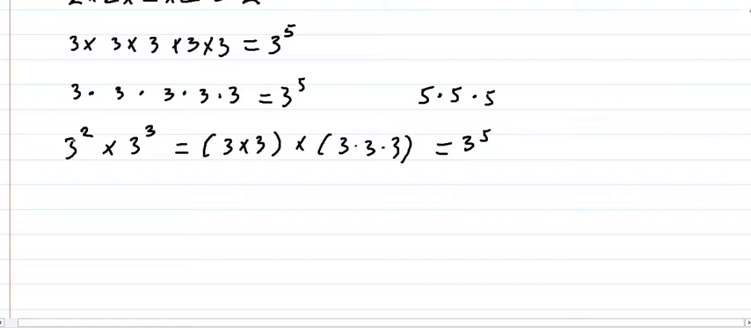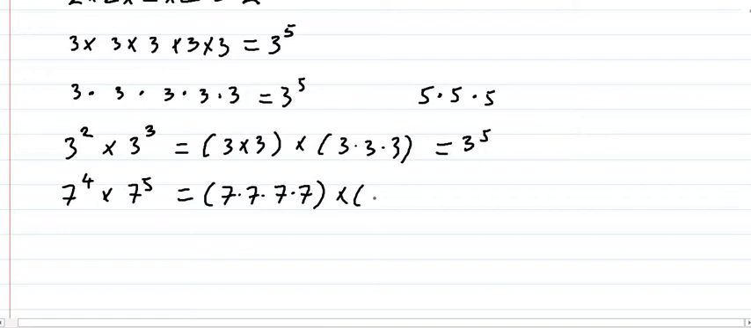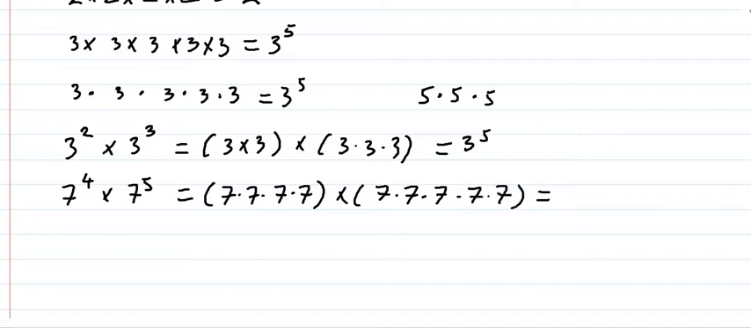If we try another example, let's try 7 to the power of 4 times 7 to the power of 5. That's going to give me 7 times 7 times 7 times 7 multiplied by 7 times 7 times 7 times 7 times 7. And that's obviously going to give me 7 to the power of 1, 2, 3, 4, 5, 6, 7, 8, 9.